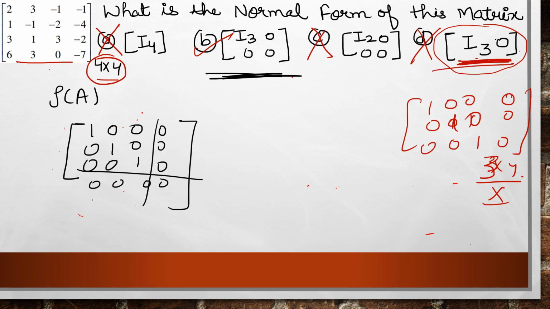And rank is 3, and out of these options, obviously the second option has I3. So this is the correct option. So you don't need to solve for the normal form.